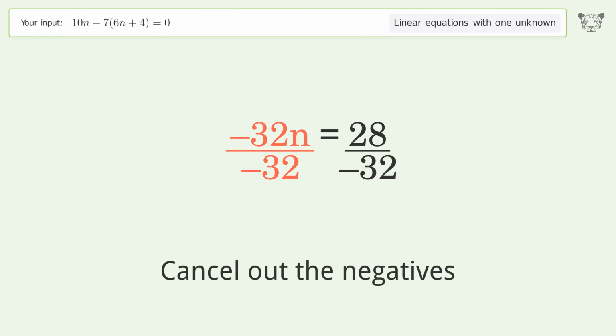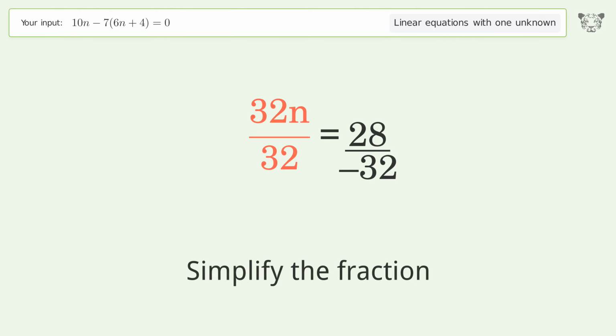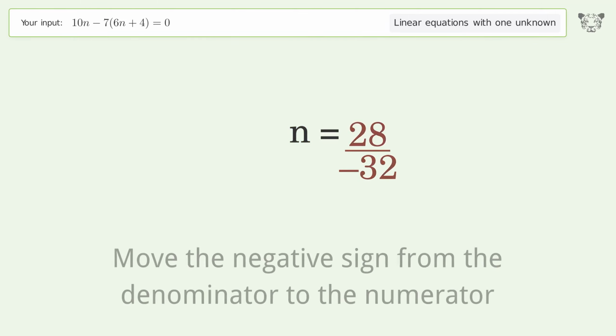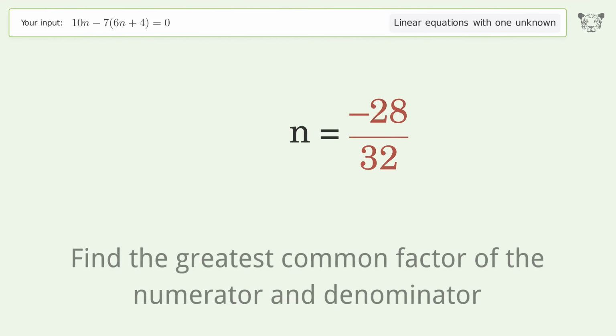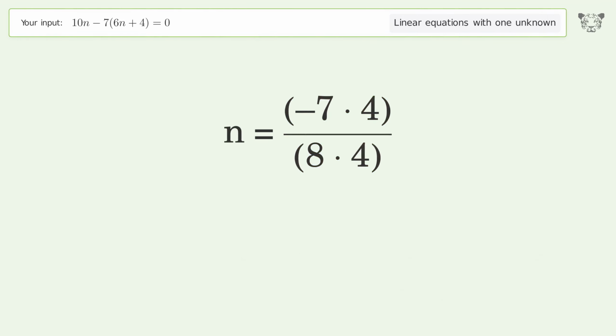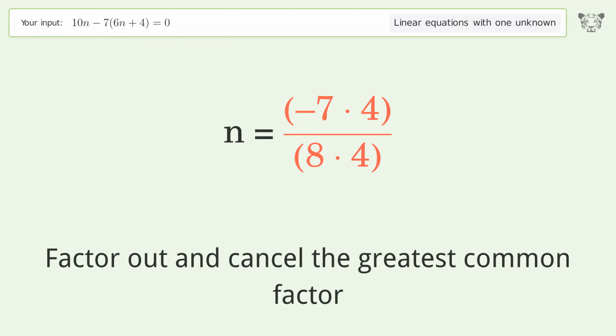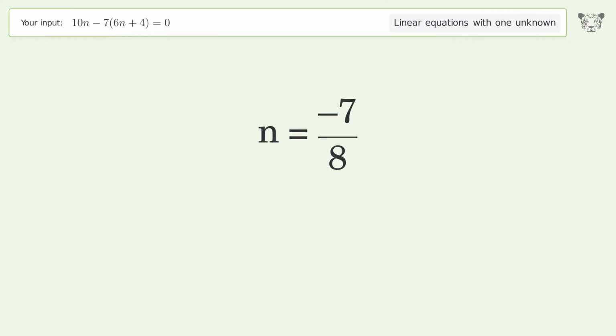Cancel out the negatives. Simplify the fraction. Move the negative sign from the denominator to the numerator. Find the greatest common factor of the numerator and denominator. Factor out and cancel the greatest common factor. And so the final result is n equals -7/8.